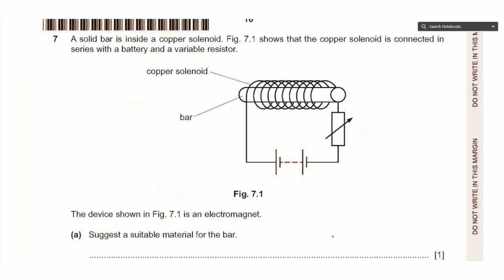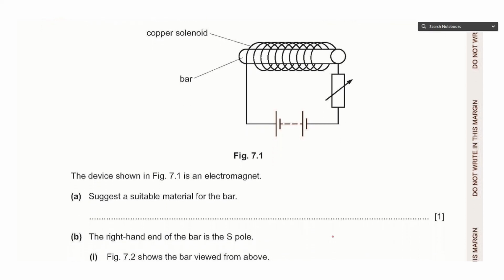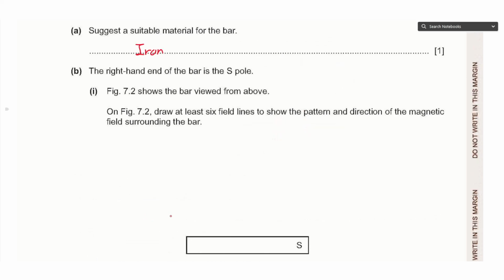Question 7 says a solid bar is inside a copper solenoid. Figure 7.1 shows the copper solenoid is connected in series with a battery and a variable resistor. The device shown in figure 7.1 is an electromagnet. Suggest a suitable material for the bar. That would be iron or soft iron, because it is a soft magnetic material, easily magnetized and easily demagnetized by the current.